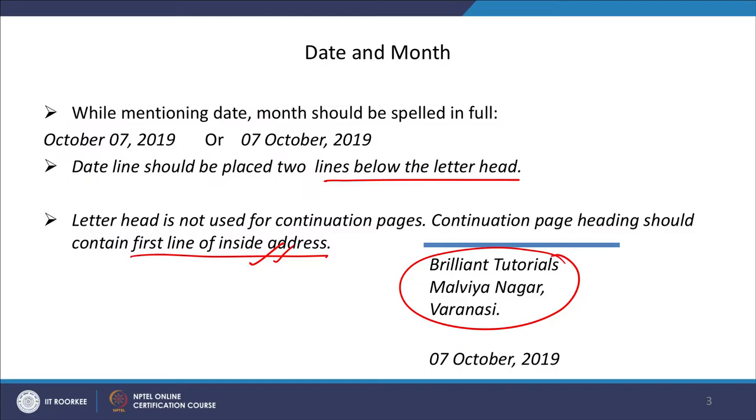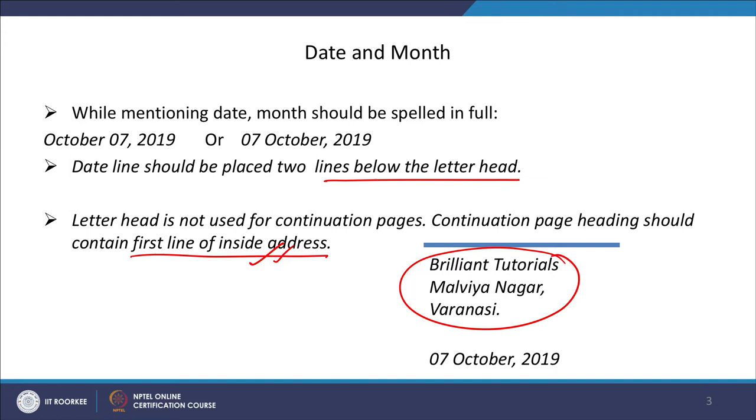Now, in many organizations, when you are writing a letter and the letter becomes longer, for the continuation page, it is better not to use the letterhead. So, the letterhead is not used for continuation pages. The continuation page heading should contain the first line of the inside address. This is actually to specify to whom it has been written. So, if your content continues even up to the second page, please do not go for the letterhead. Rather, the other page will be a normal page, but you have to mention the first line of the inside address on the continuing page.